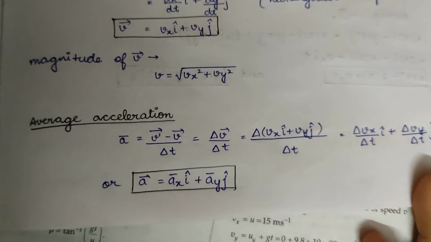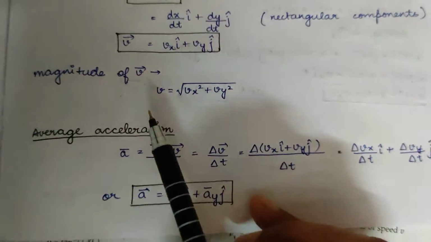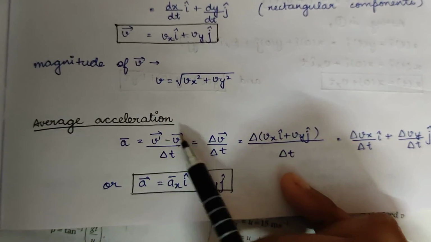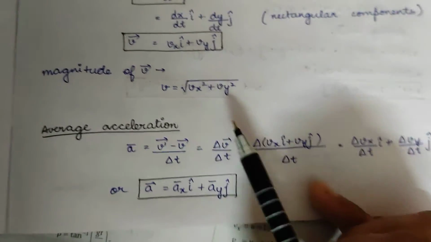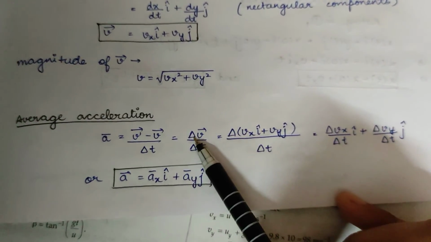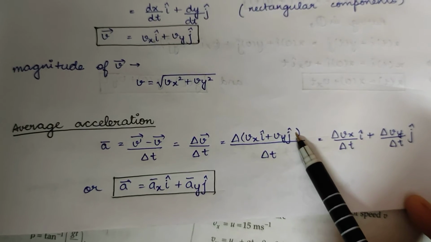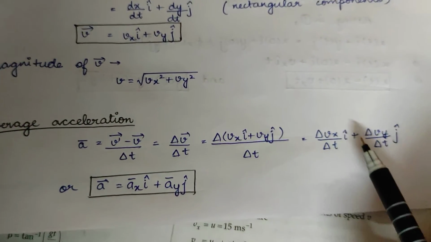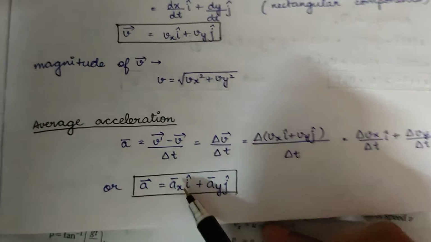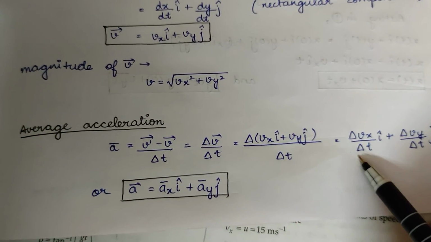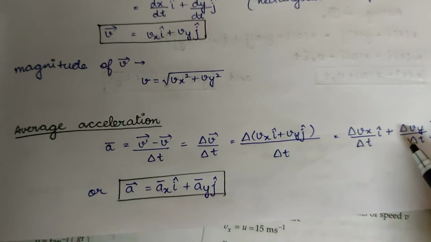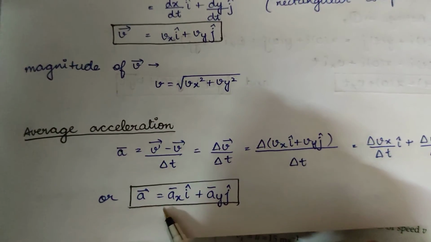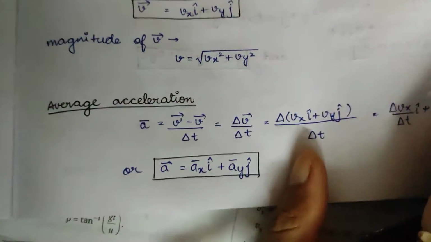Now we have average acceleration. We know acceleration is the rate of change of velocity, or change in velocity upon time taken. So this can be written like this. If we write velocity in its rectangular components, it will give us delta vx upon delta t i cap plus delta vy upon delta t j cap. This will give us the acceleration component along the x-axis and the acceleration component along the y-axis. That is why acceleration can be given by ax i cap plus ay j cap.